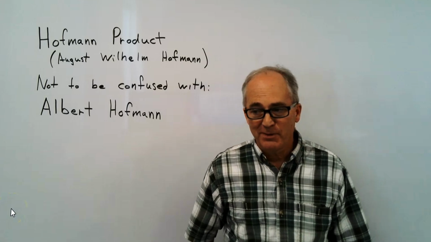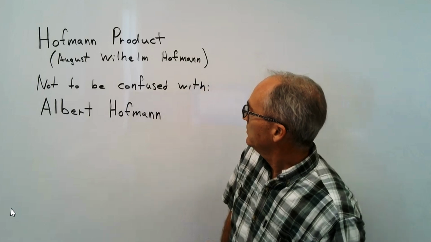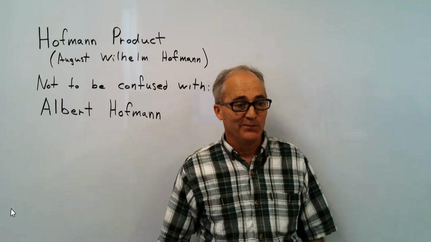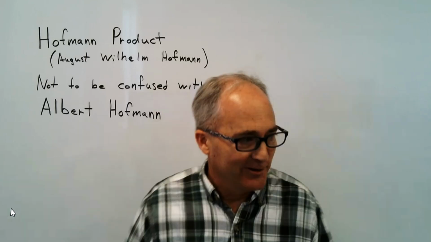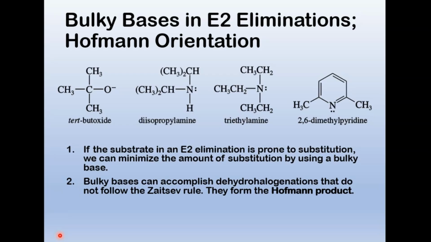Today we want to talk about the Hofmann product, named for the famous chemist August Wilhelm Hofmann, not to be confused with another famous organic chemist, Albert Hofmann. Just a little chemistry trivia for everybody. So we want to talk about bulky bases in E2 eliminations and this Hofmann orientation.